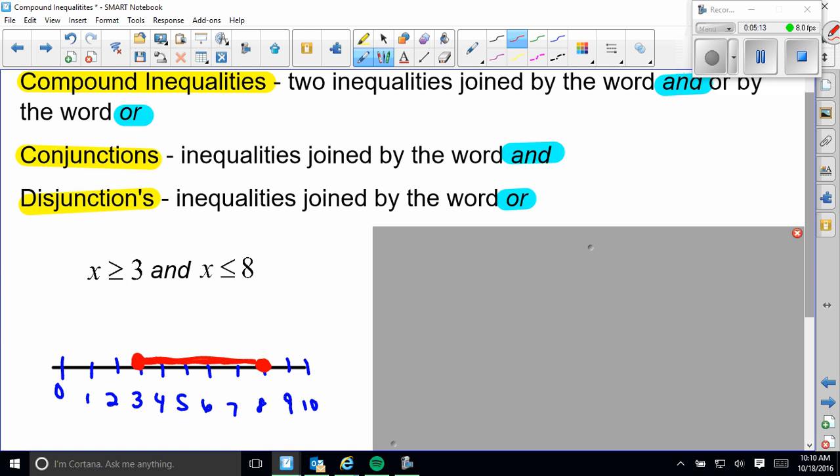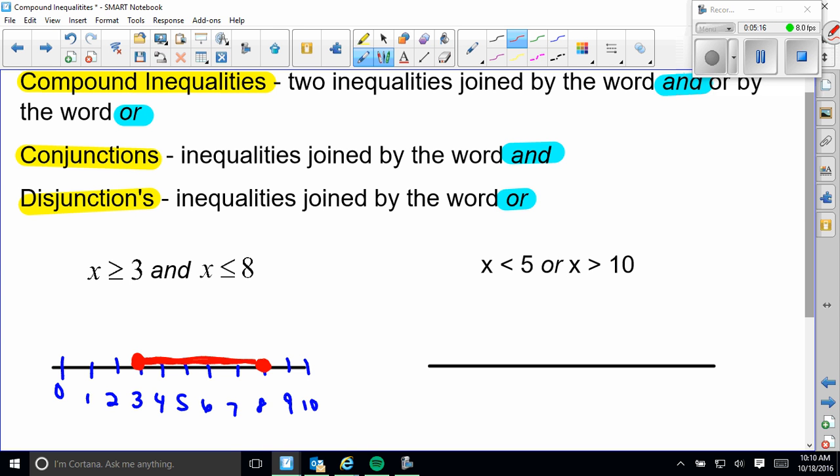Now let's look over here at an OR example. X is less than 5, or x is greater than 10. Once again, we're going to graph this. We plot our 2 points. X is less than 5, so we find 5. Since it's not greater than or equal to, our circle is going to be open. We know that x is less than that, so our line is going to go that way. It's any value less than 5.